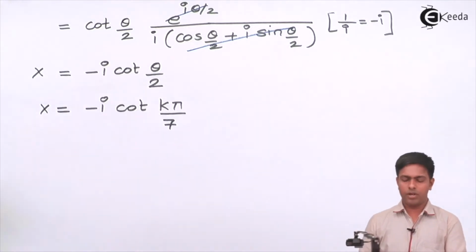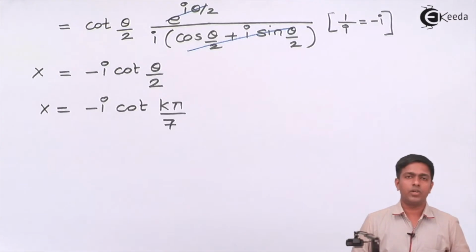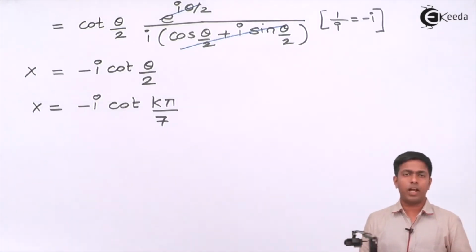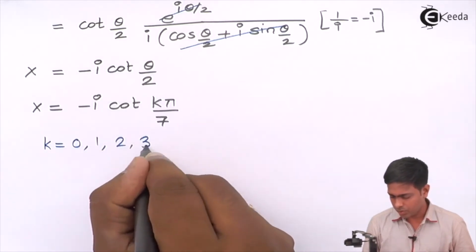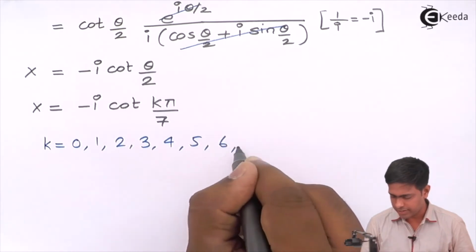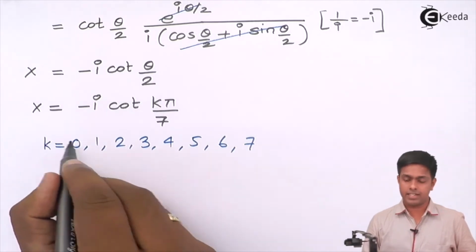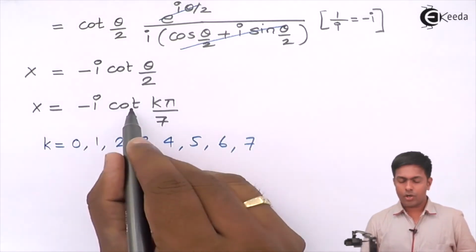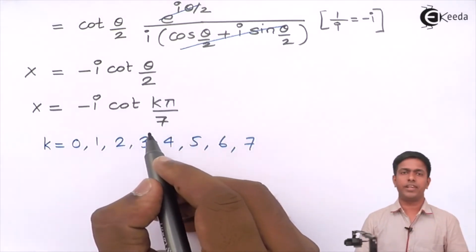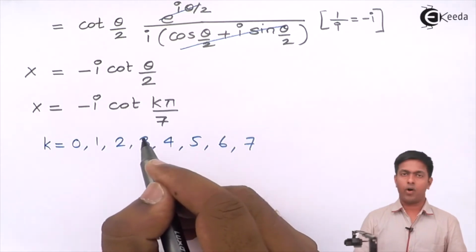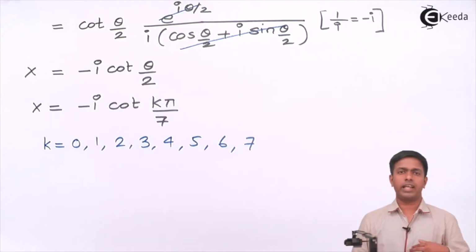And now from here we will put different values of k to get the required roots. So now we will put values of k as 0, 1, 2, 3, 4, 5, 6 and 7. So let's see what we get. When we put k as 0, here we will get cot 0. So guys, what is the value of cot 0? It's infinity. The root of a finite equation cannot be infinity. So therefore we will neglect that root.